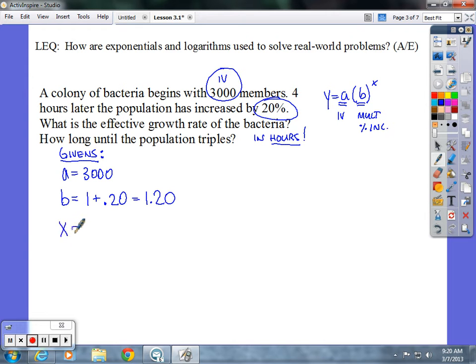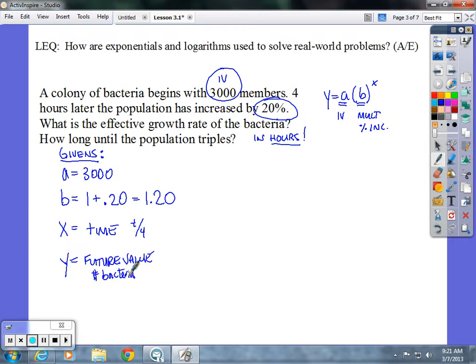X is going to be time. And it's increasing this 20% every 4 hours. So, not 4 times an hour, it's every 4th hour. So it's actually going to end up being t over 4. Every 4th hour it increases. And y is our future value of whatever we want to find, or it's the number of bacteria.